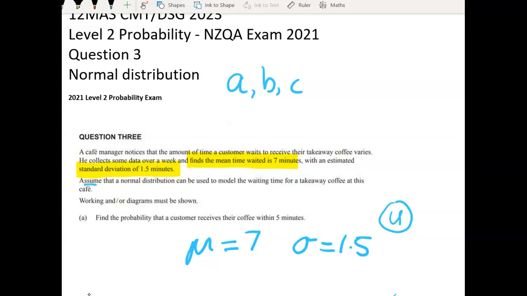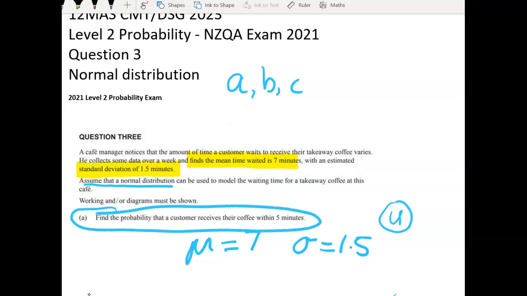Okay, so we're told assume that a normal distribution can be used to model the waiting time for a takeaway coffee at this cafe. First, we have to find the probability that a customer receives their coffee within 5 minutes. Now, once you get good at this, this is a really quick problem on your graphics calculator, but I think it's well worth drawing a diagram anyway.